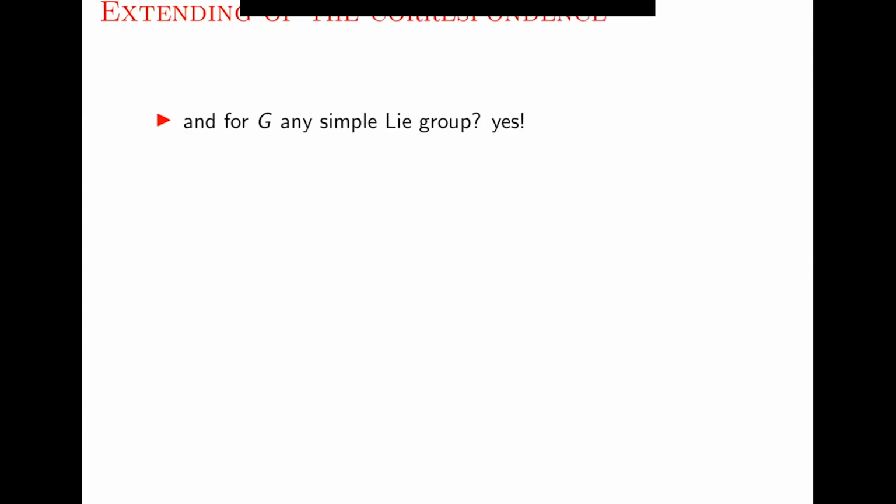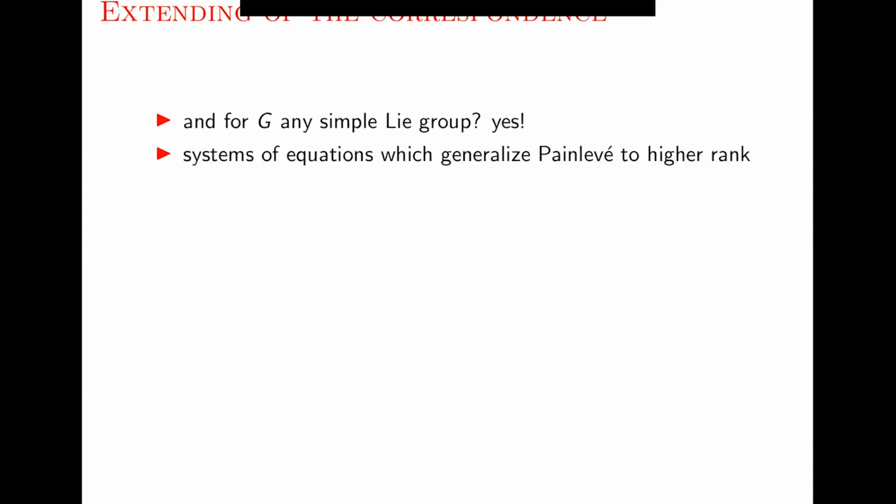So this is what we did. We looked at this for any of the simple Lie groups, just a simple one, not a product for now. What we get is a certain system of equations, a generalized Painlevé to higher rank.